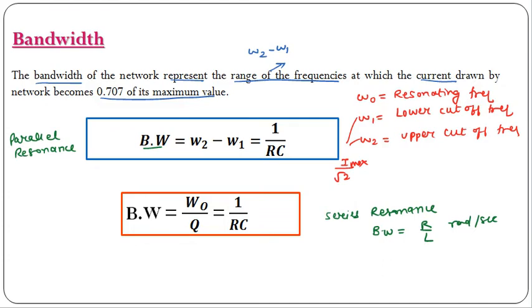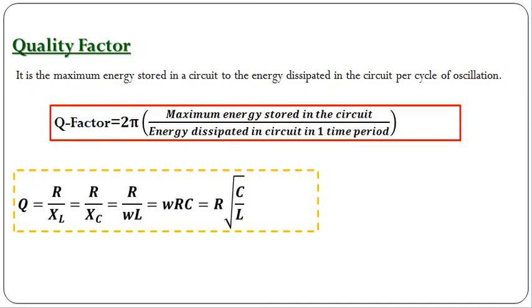And in case of parallel resonance it is 1 by RC, and the relation between bandwidth and the quality factor is, we know that bandwidth is equal to omega naught, that is the resonating frequency, by quality factor. So bandwidth formula is 1 by RC. So this is the relation between bandwidth and quality factor. Now let us see what is quality factor.